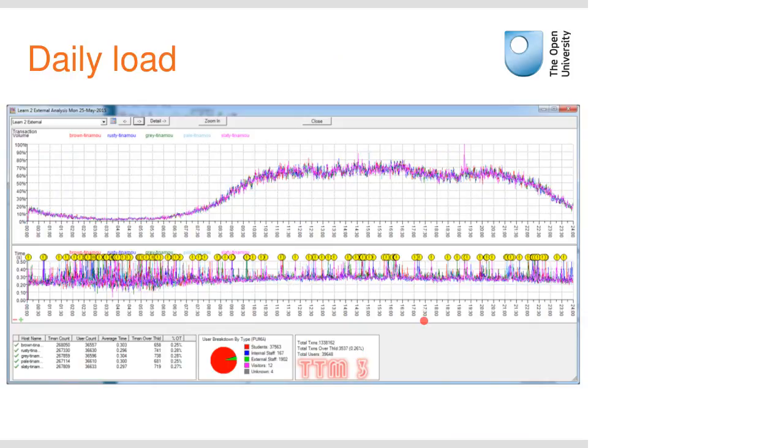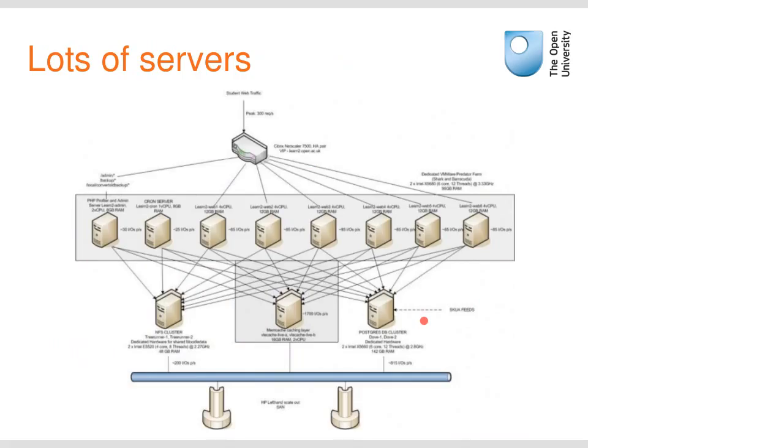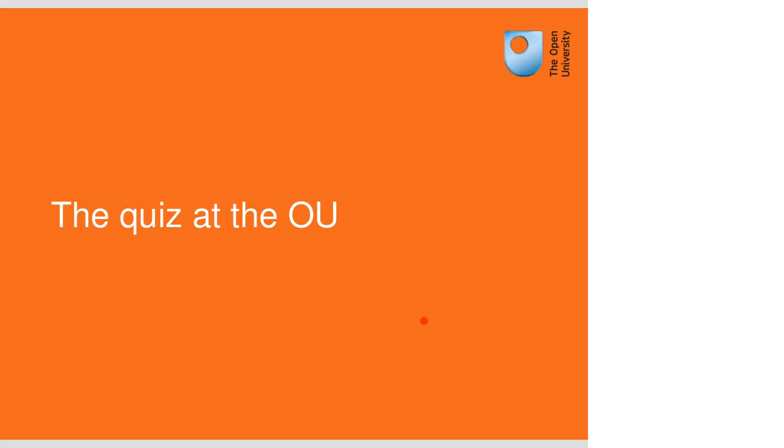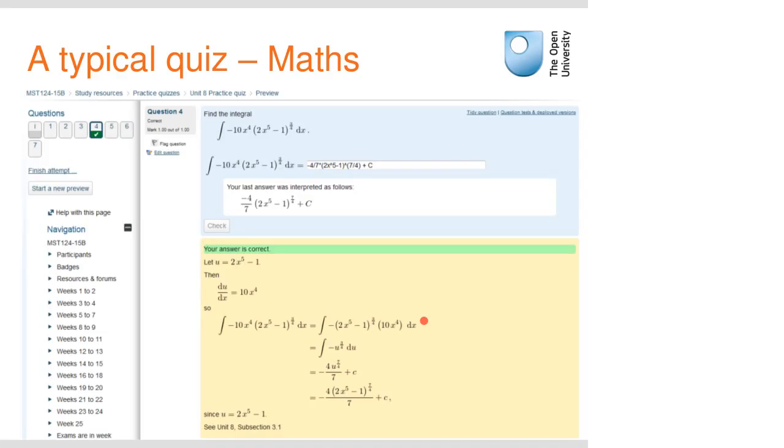I shouldn't really be talking about this. It was my last year's talk at the iMoot about how the Open University hosts Moodle, but I stole another picture from it too. To make this run at this scale, we have quite a lot of servers, but if you want to know about that, find my iMoot talk from last year, which is presumably somewhere on YouTube. So let's get onto what we're supposed to be talking about, which is the quiz.